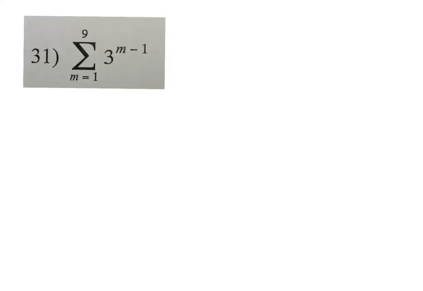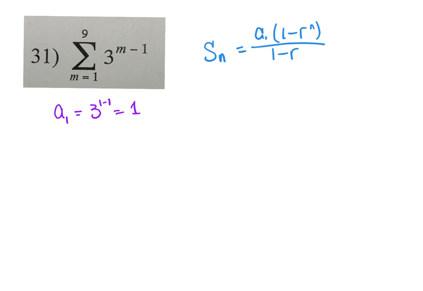So I'm going to use my summation formula. S of n equals my first term, 1 minus r to the n over 1 minus r. My first term, I could just plug in a 1 here, right? So my first term is going to be 3 to the 1 minus 1, which is 3 to the 0. So that's just 1, right? My r is the number that is being taken to the power. So my r here is just 3. And my n is this guy right here that they gave me as my top number. N is 9.